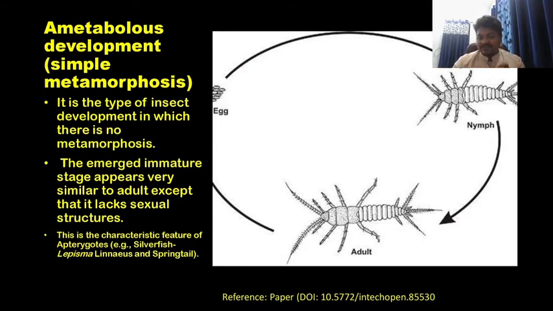So if the metamorphosis follows in this way, then you can say this is ametabolous development or a simple metamorphosis. You can cite the example of different apterygotes, in this case like the silverfish, Lepisma, and springtail. All these animals show this type of metamorphosis, ametabolous metamorphosis.